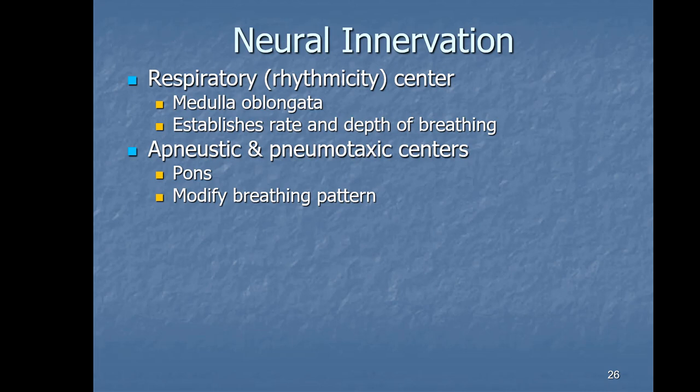All right, last few things. So neural control of breathing is mainly due to the brainstem. So in the brainstem, specifically in the medulla oblongata, we have a respiratory control center, sometimes called the rhythmicity center. So this is basically what sets the rate and depth of breathing. So it tells the diaphragm to contract and relax at a given rate and forcefulness.